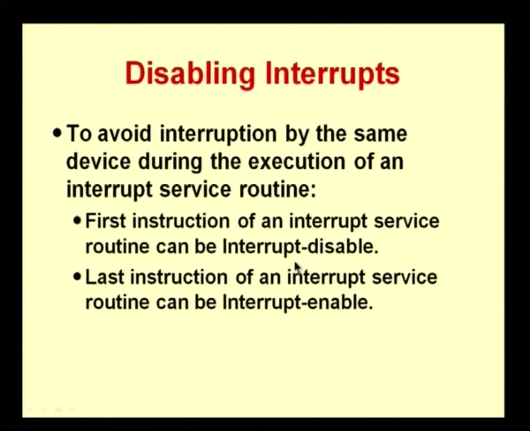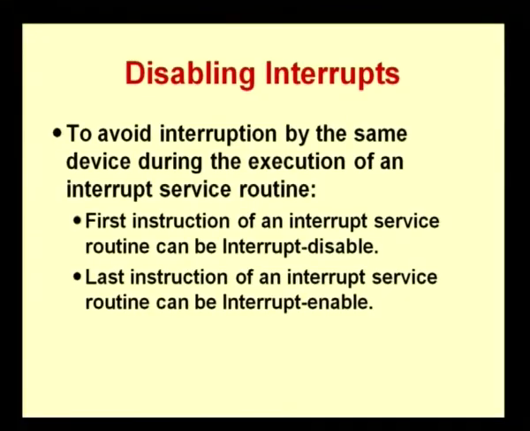What will be the effect of this? Interrupts from that particular device would have been disabled, and the last instruction of the interrupt service routine can be an interrupt enable instruction. So, the effect will be that between the first instruction and the last instruction, no interrupts from this particular device will be entertained. You definitely need to have an enable as the last instruction, because if you did not enable it, it will be disabled until you enable it again.